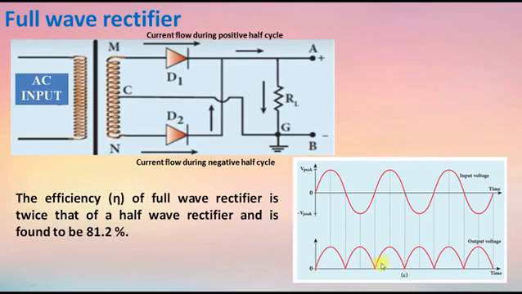Still, it is pulsating in nature. The efficiency of the full wave rectifier is 81.2%, because it rectifies both the positive half cycle and the negative half cycle. So its efficiency is high. Thank you.